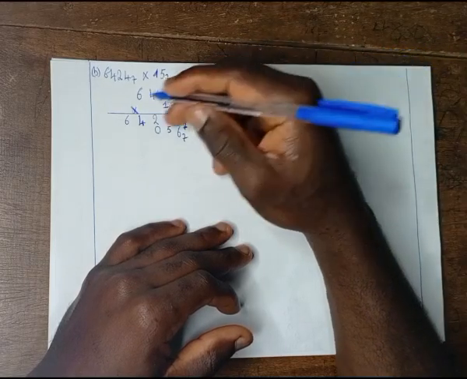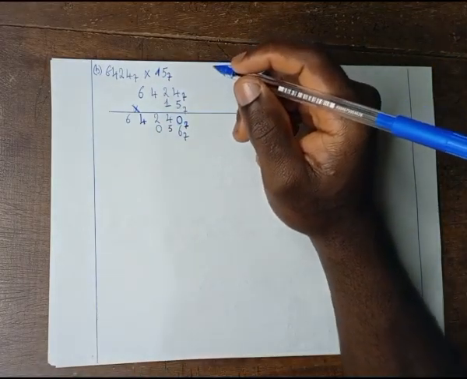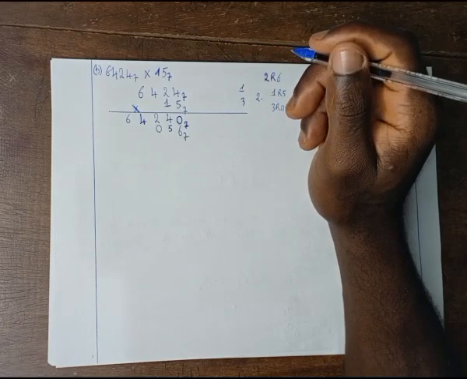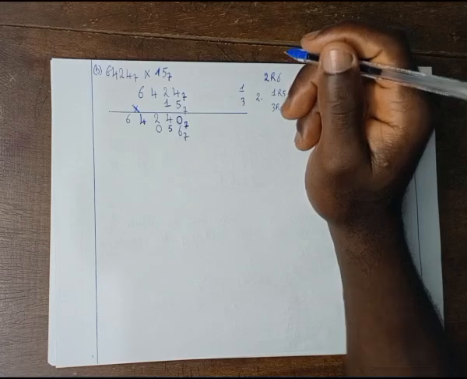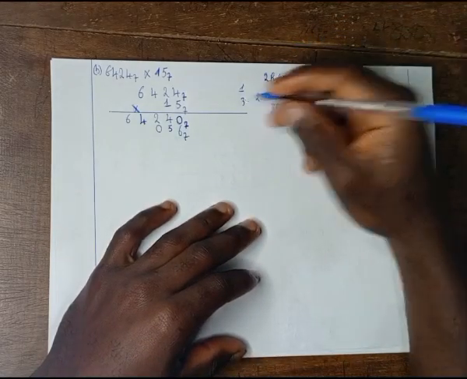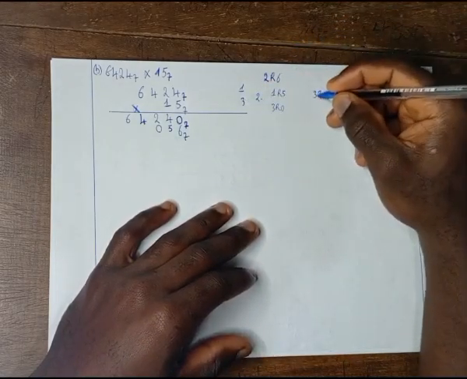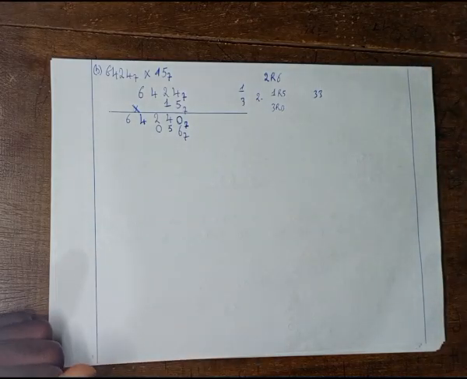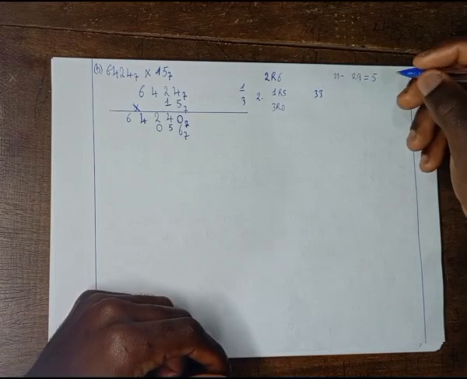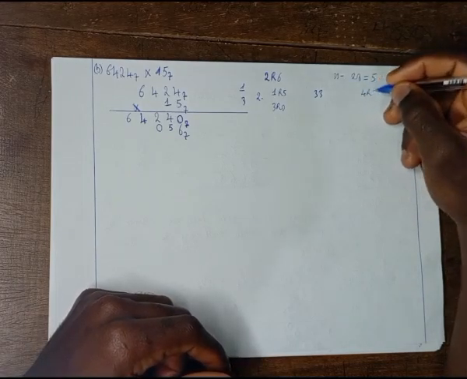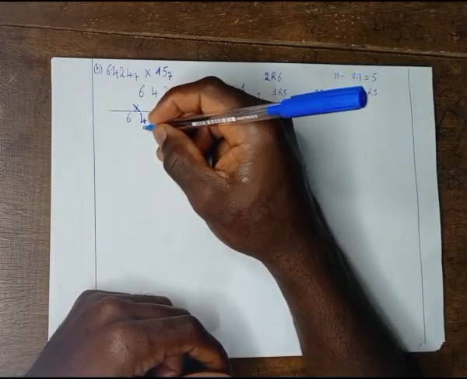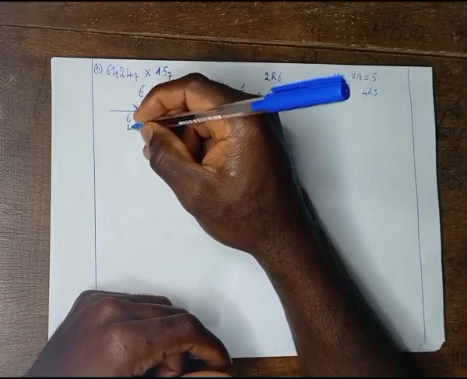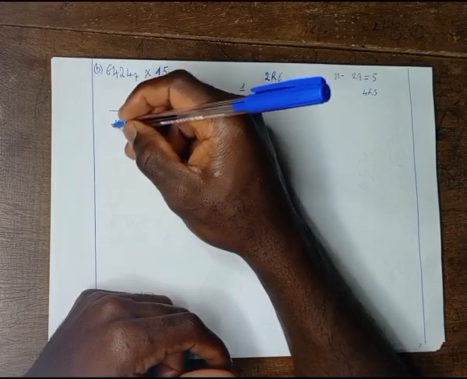Next, now we go to 5 times 6. 5 times 6 gives us 30. 30 plus the 3 we carried, plus this 3 gives us 33. Next, now 33 in base 7 gives us 4 remainder 5. We are going to write the 5 here, which is the remainder, and the whole number part we take it to the next higher place value. Write 4 here. Then we add.